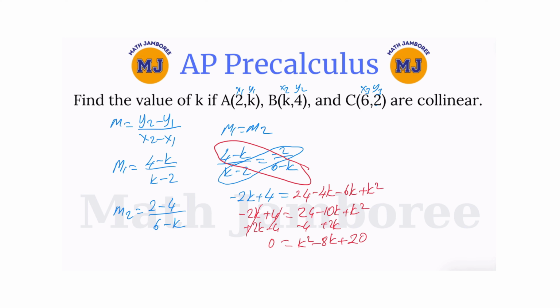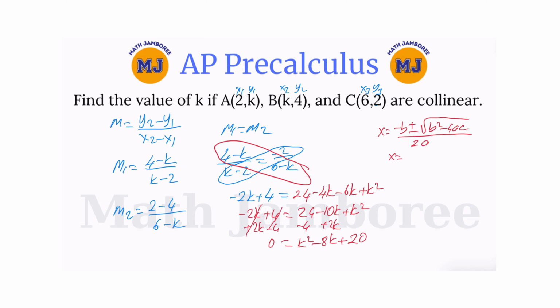Okay, so in this case, this is a quadratic equation. To solve this quadratic equation, we can use some other strategies, but it's not easy to factor this. All you need to do is use the quadratic formula. The quadratic formula is x equals negative b plus or minus the square root of b squared minus 4ac, divided by 2a.